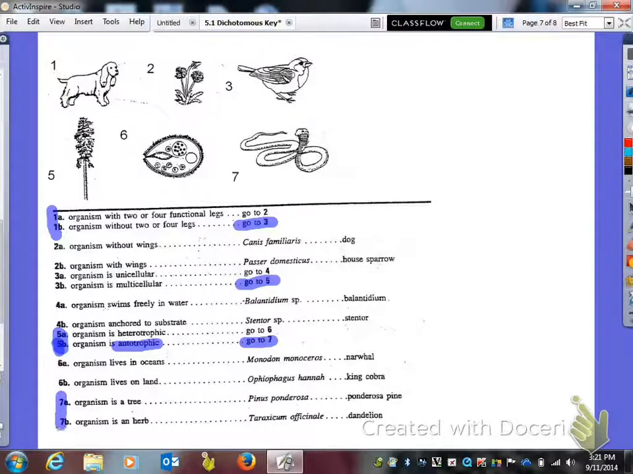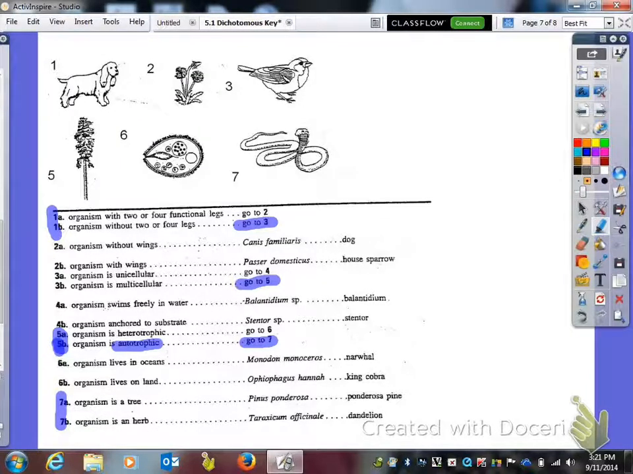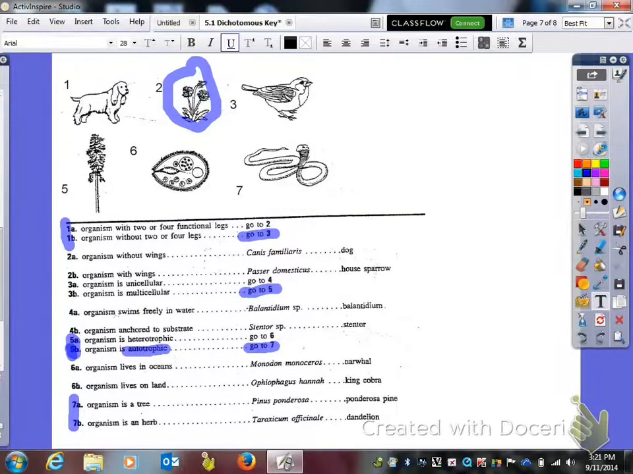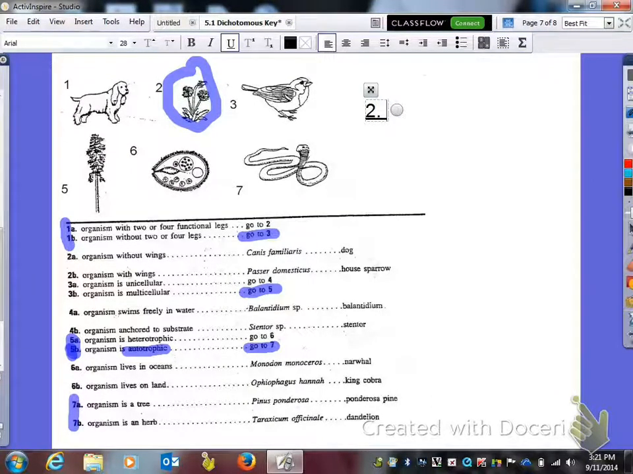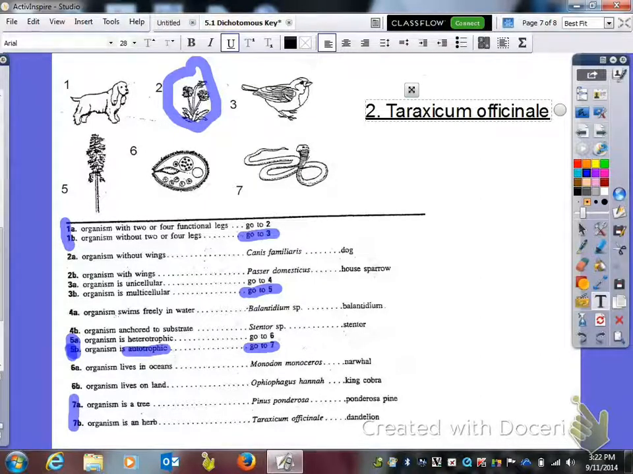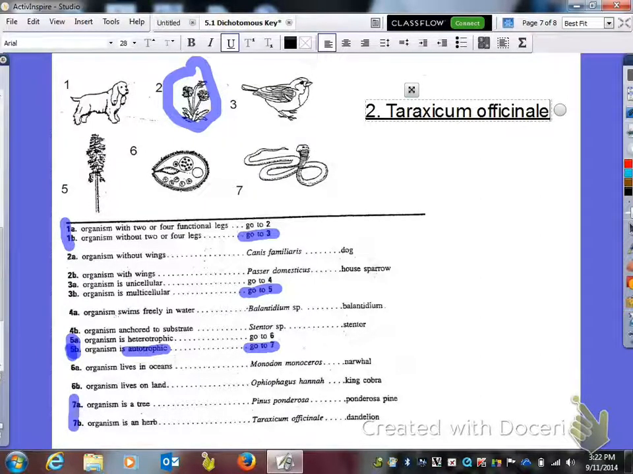Here are our choices at 7. The organism is a tree or the organism is an herb. All right, we know that it's definitely not a tree as we look up here at number 2 and look at it. Okay, so then we can identify that our number 2 is Taraxacum officinale. Okay, the common name is a dandelion. But this is a scientific name, and remember to definitely underline it. All right, now at the bottom right-hand side, you need to key the other, excuse me, the total 7.